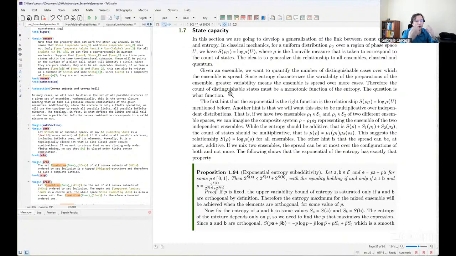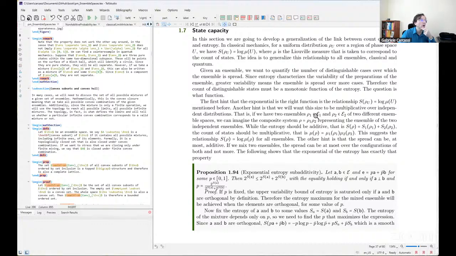So now we want to say, okay, it's a distribution, but how can we measure the spread? And of course, more variability means more spread, and so we need a function of entropy to be able to quantify how much these ensembles are spread. The first hint that the exponential is the right function is the relationship that the entropy of a uniform distribution equals the logarithm of the measure of U mentioned before. So this is a hint that probably the relationship between the measure and the entropy S is the exponential, because you take the logarithm and you put it on the other side, you get an exponential.